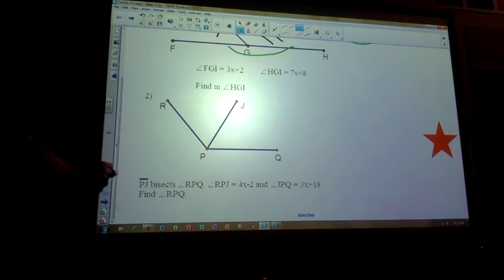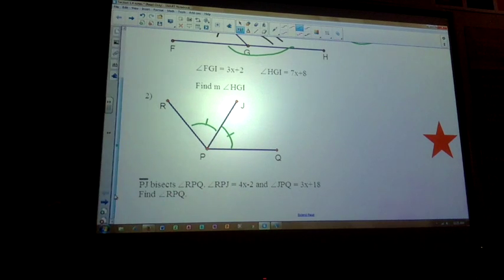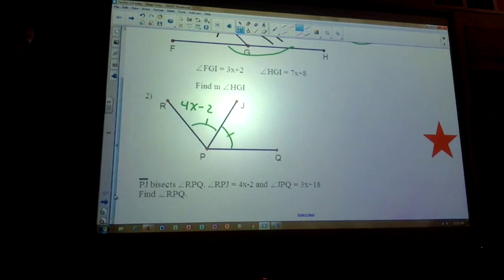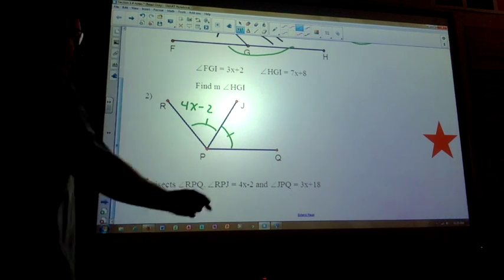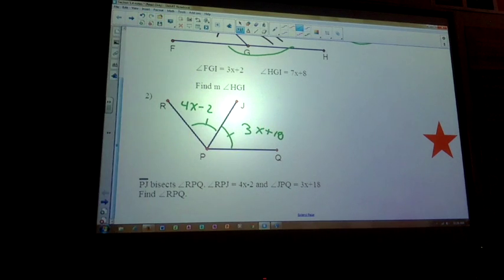Excuse me. All right, they tell us that PJ bisects RPQ, so it cuts it in half. So that means that this angle here and this angle here have to be equal to each other. So then they tell us that RPJ is 4x minus 2. And then we know that JPQ is 3x plus 18. Find RPQ.